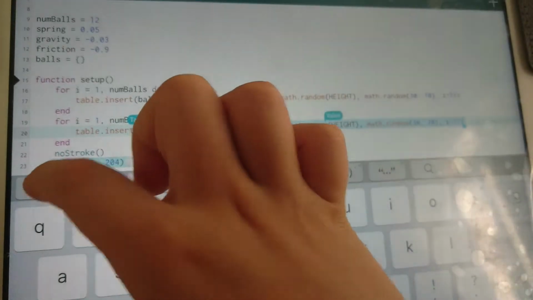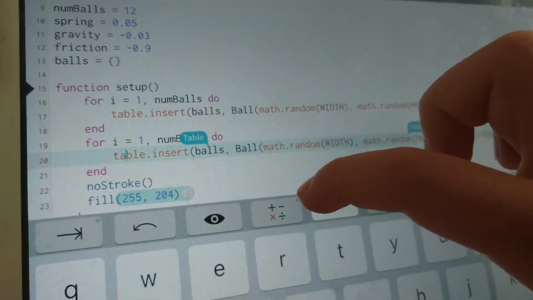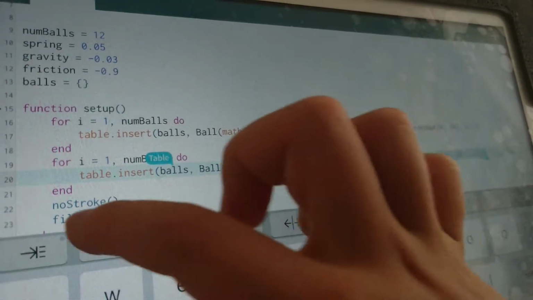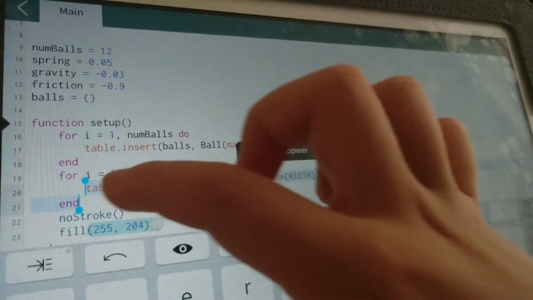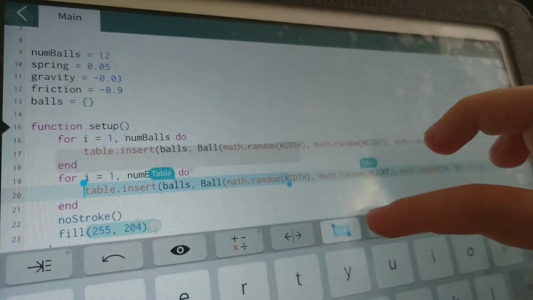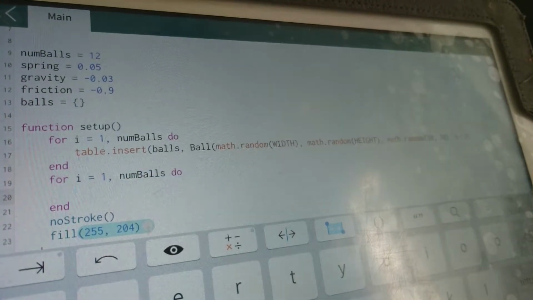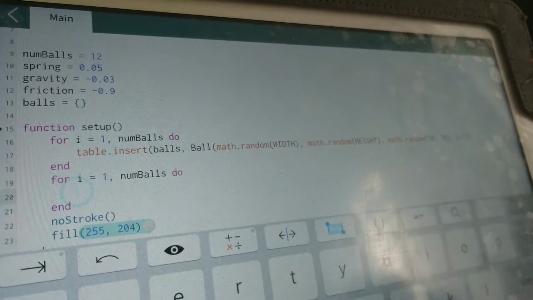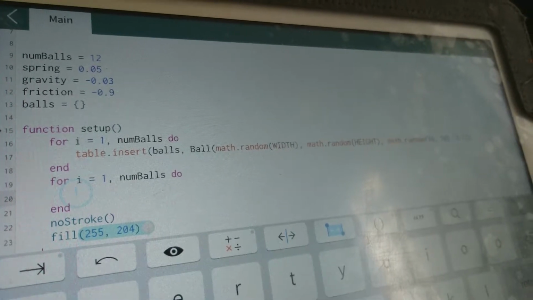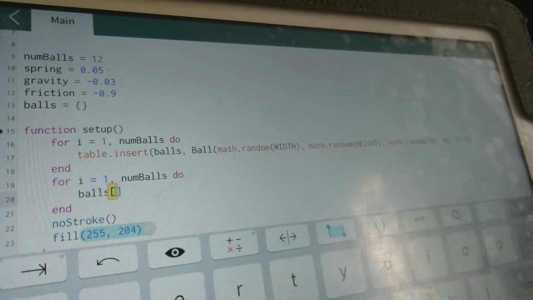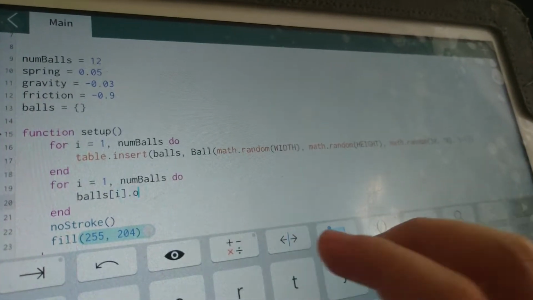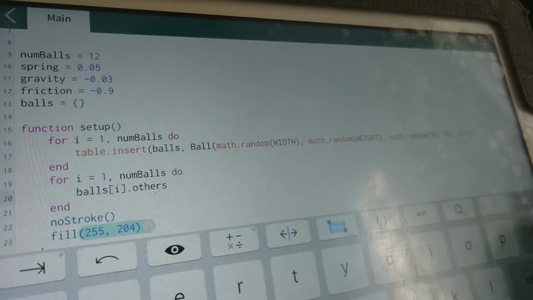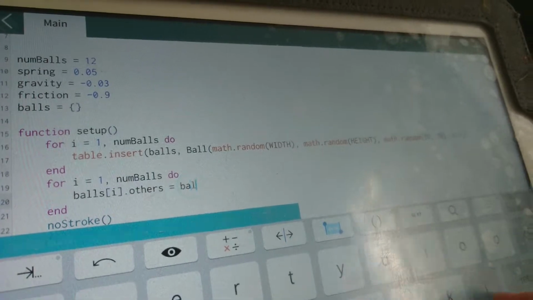So I can say, they have got to... I'm going to say balls index i dot others equals balls, just for them to know about the other ones. This should be the same exact program now.